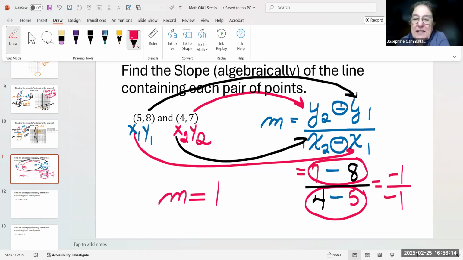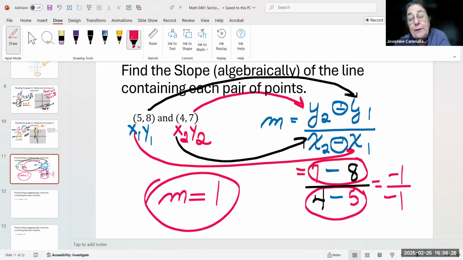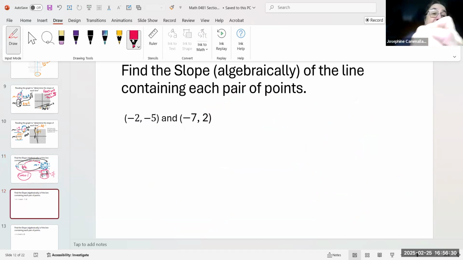And if we did the opposite, it would have been 8 minus 7, positive 1. 5 minus 4, which is positive 1. I still get the same slope, positive 1. Let's try again.